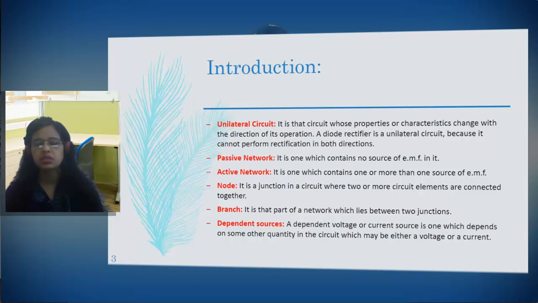Next is dependent sources. Dependent sources, as the name suggests, depend on something. It is a source whose properties depend on some other quantity of the circuit, like current or voltage. Those types of sources are known as dependent sources.